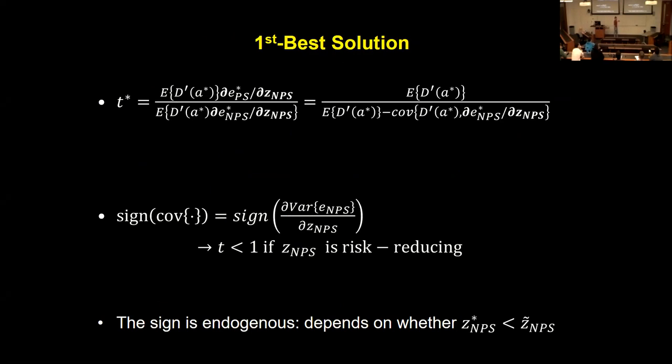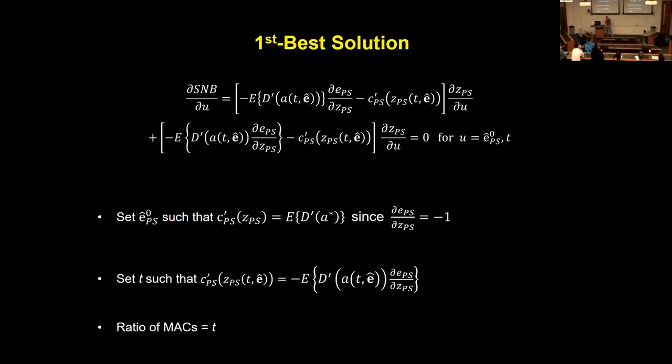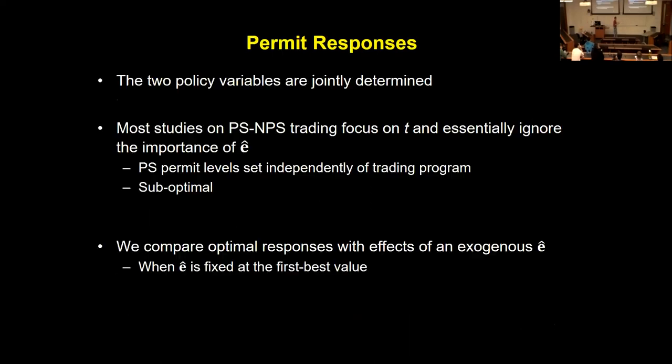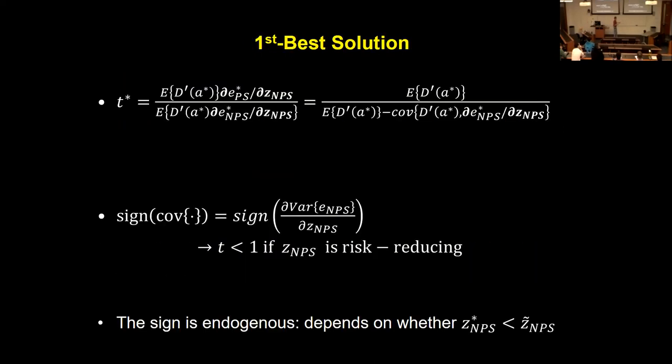This is the optimal trading ratio, this relationship. And really, what we're doing is solving some first order conditions. Depending on the solution of those first order conditions, you're going to get some abatement levels. And those abatement levels are either going to be such that Z star is greater than or less than this threshold level. So if it's optimal to have a lot of non-point abatement, maybe it's really, really costly to abate in the point sources, so you want to have more abatement among non-point sources. Maybe we do go above the threshold. Maybe that's an optimal thing.